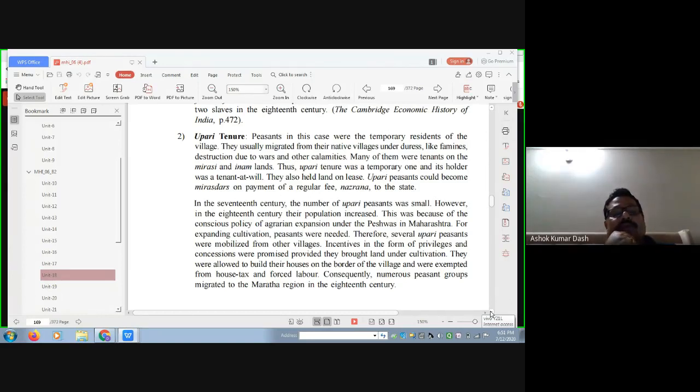What do they do? They work in the fields of the mirasdar. Many of them were tenants on the Mirasi and Inam lands. They are the tenants. And upari tenure was a temporary tenure.